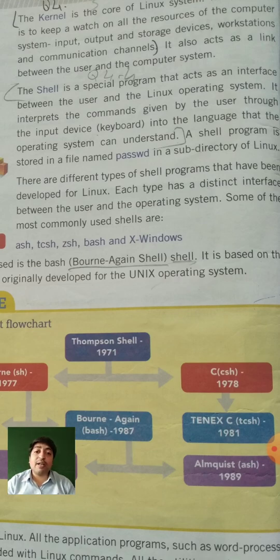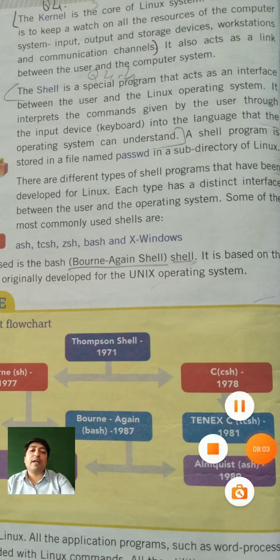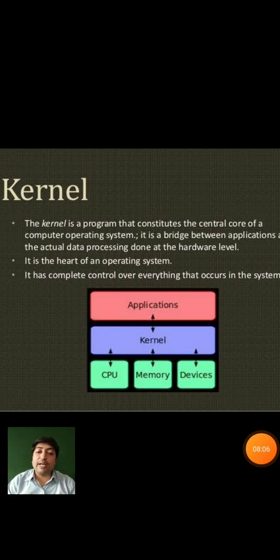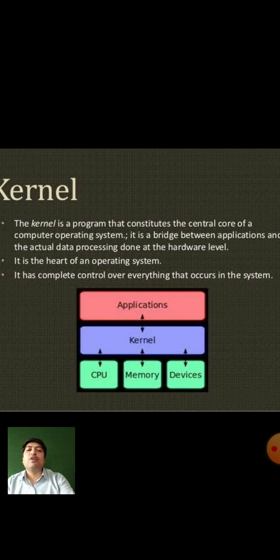Kernel. What is the function of the kernel? Again we will see. You can watch another diagram on your screen for more knowledge about the kernel. Kernel is a program that constitutes the central core of a computer operating system. It is a bridge between the application and the actual data processing done at the hardware level. Kernel is the heart of the operating system.